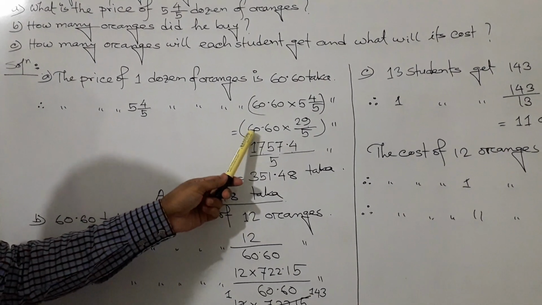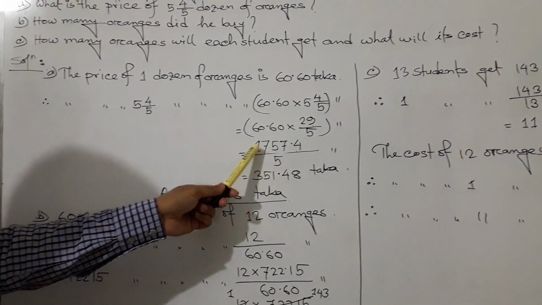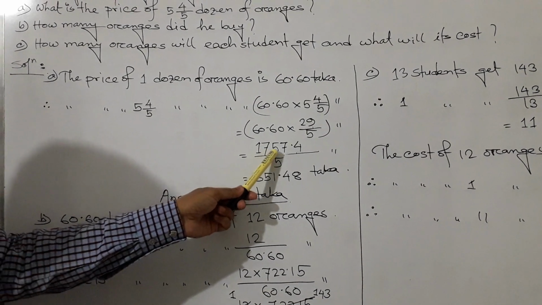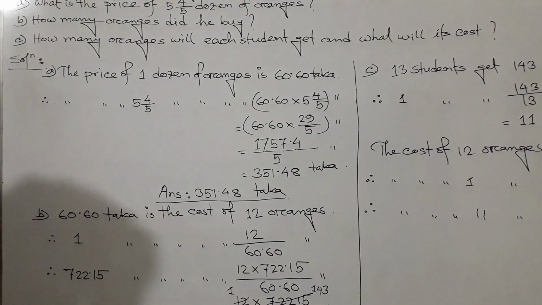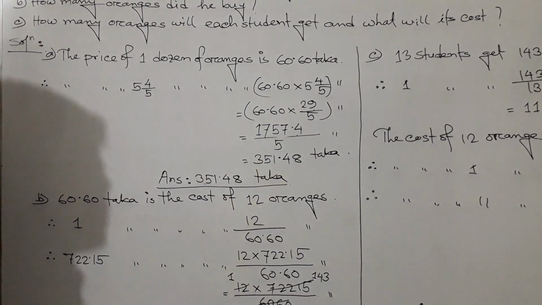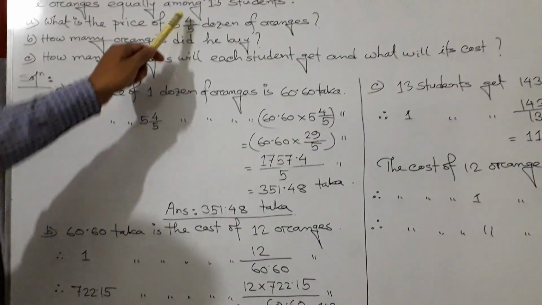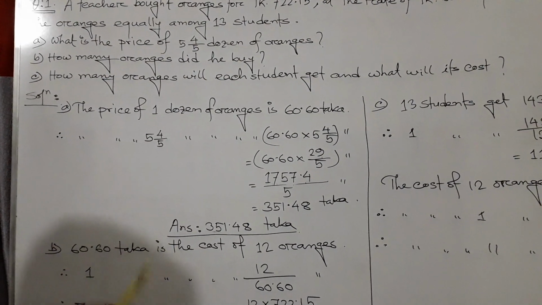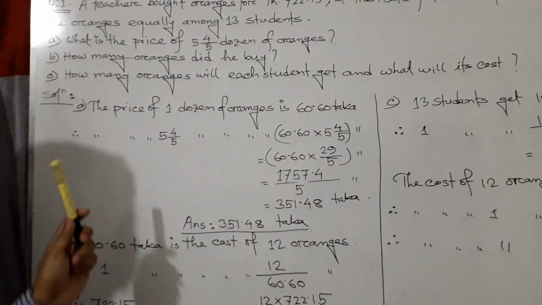So 60.60 multiplied by 29, and divide the result, 1757.4, divided by 5. Now divide the result: 351.48 Taka. That is the price of 5 whole 4/5 dozens of oranges. Okay. Now question number B.